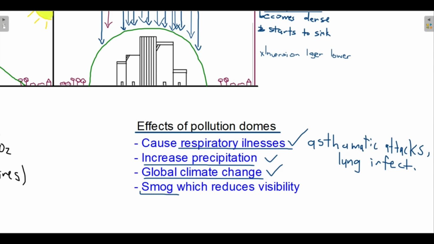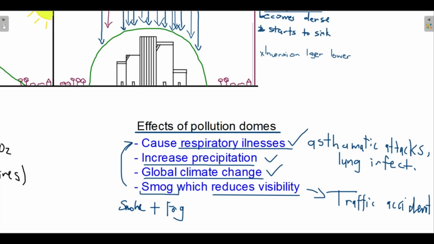There's smog. Okay, remember smog. This is smoke or pollutants, and fog, right? So that makes smog. When there's fog that has a lot of pollutants, it's much more difficult to see. It reduces visibility, and of course, because it has a lot of pollutants, it causes respiratory illnesses. Reduced visibility also leads to traffic accidents and fatalities. So these are the effects that pollution domes have.